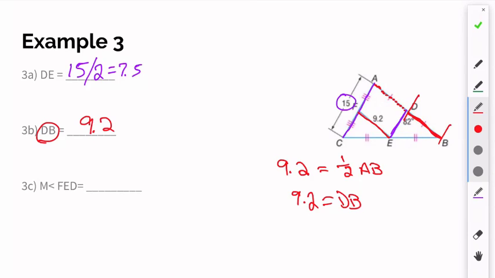Finally, we're looking for the angle FED. Okay, so we're looking for this angle, and I'm going to erase this just a little bit to give us a clear look at this. We're looking for angle FED. Okay, so how would I find angle FED? Well, I know that FE is parallel to AB.